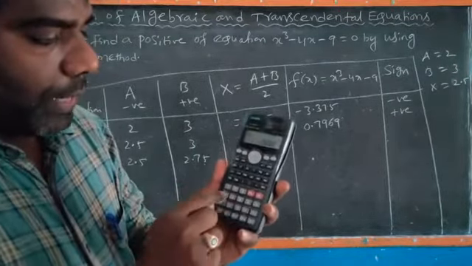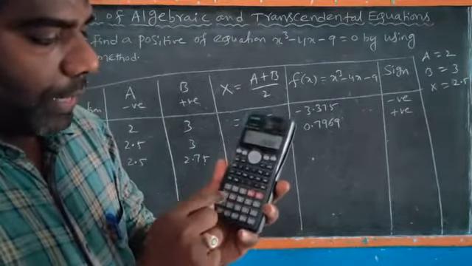2.75. Then that equals what x value? 2.625. That equals 2.625. Right. Now substitute the x value in the function. Then calculate x equal to 2.625. That equals what is f of x?